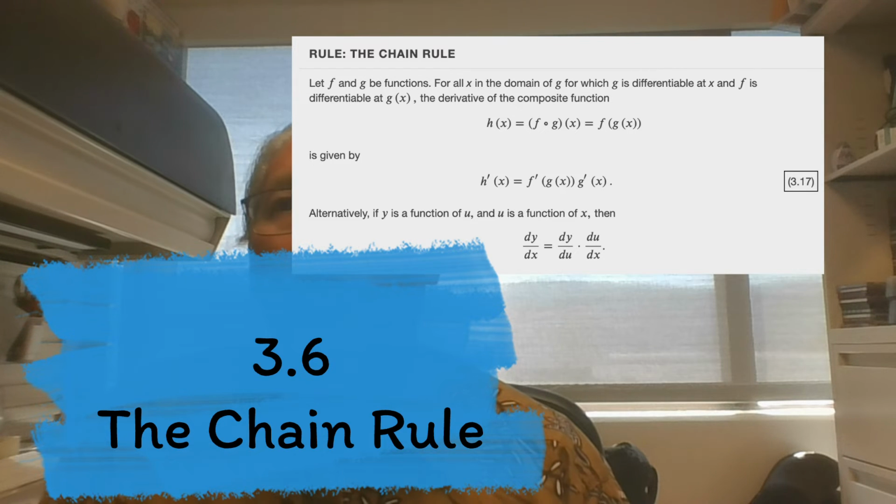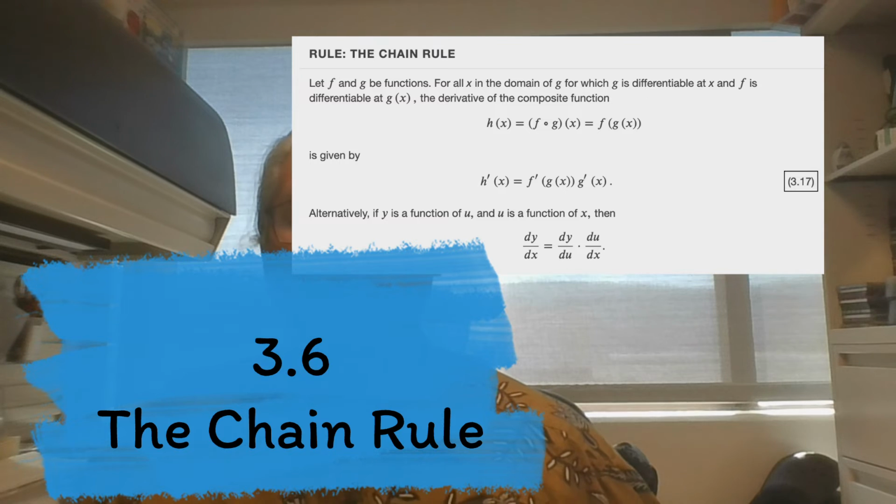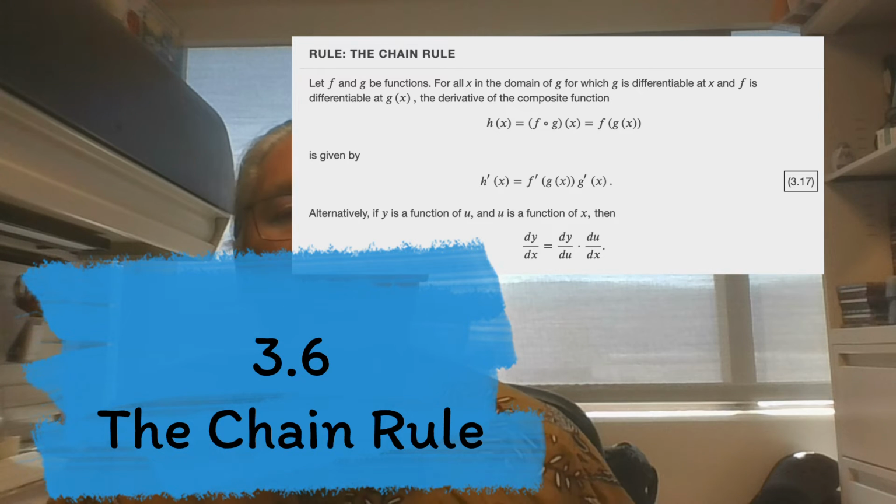From here, the chain rule happens. So kind of along the lines of the product rule and the quotient rule, the chain rule is a way to take the derivative of compositions of functions. So when you have two functions that are composed within each other, we're going to have to use the chain rule to find its derivative.